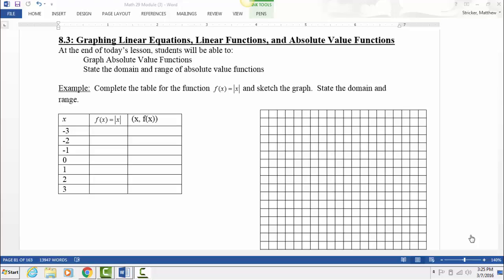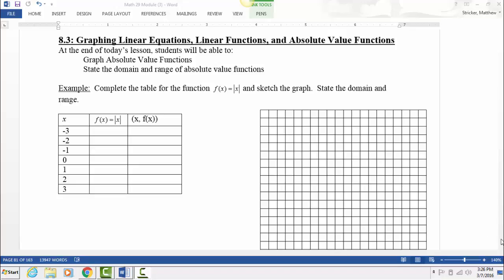This video covers section 8.3, and in it we are going to learn how to, number one, graph absolute value functions, talk about their general shape, and then secondly, once we have graphed them, we are going to determine how, when looking at a graph, to find the domain and range of an absolute value function.